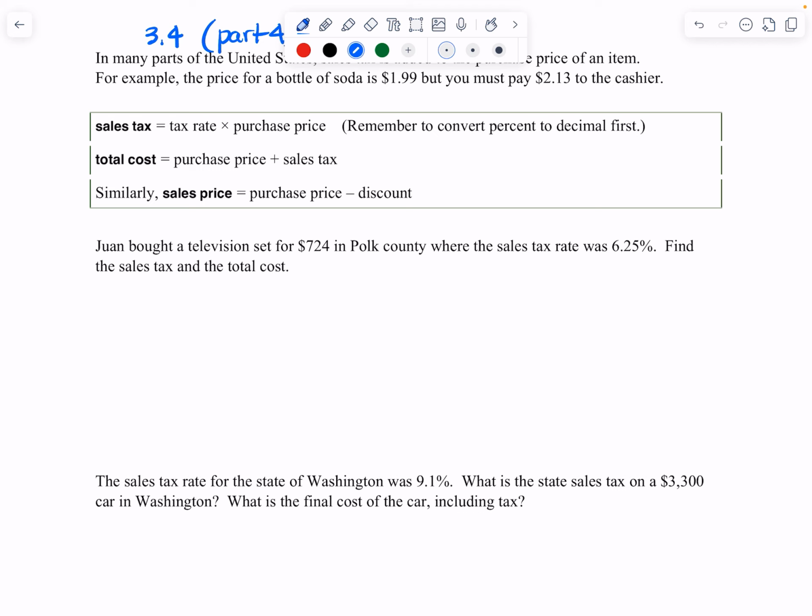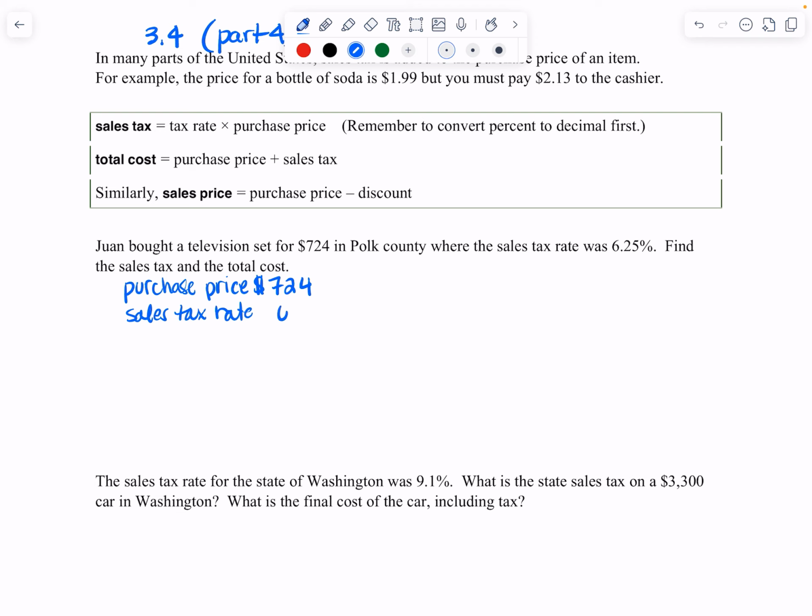Juan bought a television set for $724 in Polk County, where the sales tax rate was 6.25%. Find the sales tax and the total cost. Okay, so the purchase price of the TV is $724. Okay, so that's given.